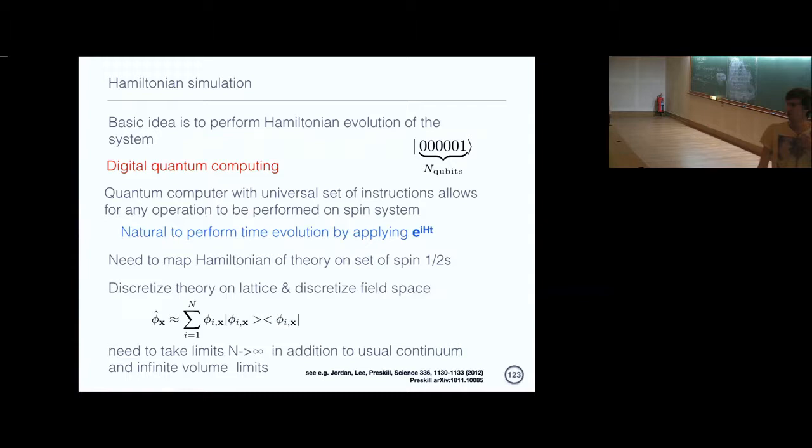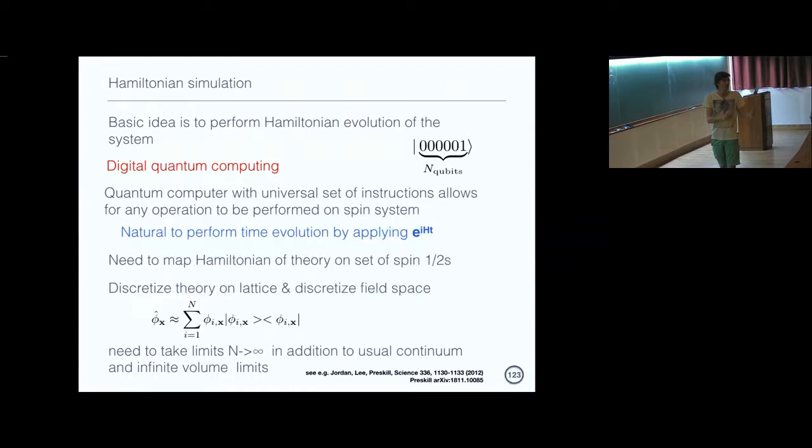Now, of course, if you want to get your field theory back out of this, then in addition to taking the usual continuum and infinite volume limits, you will also have to take the limit where your discretization of the field operator becomes dense in that space. And there are actually a lot of people looking at the convergence properties of these kinds of things.